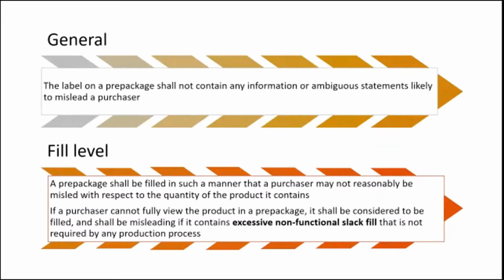Okay, and fill level. A prepackage shall be filled in such a manner that the purchaser may not reasonably be misled with respect to the quantity. And if a purchaser cannot fully view the product, it shall be considered to be filled. So when the package is so big, so tall, and the purchaser cannot view the product in the package, it will be considered as filled to the max. So it shall be misleading if it contains excess non-functional slack fill that is not required by any production process. Okay, that's fill level.